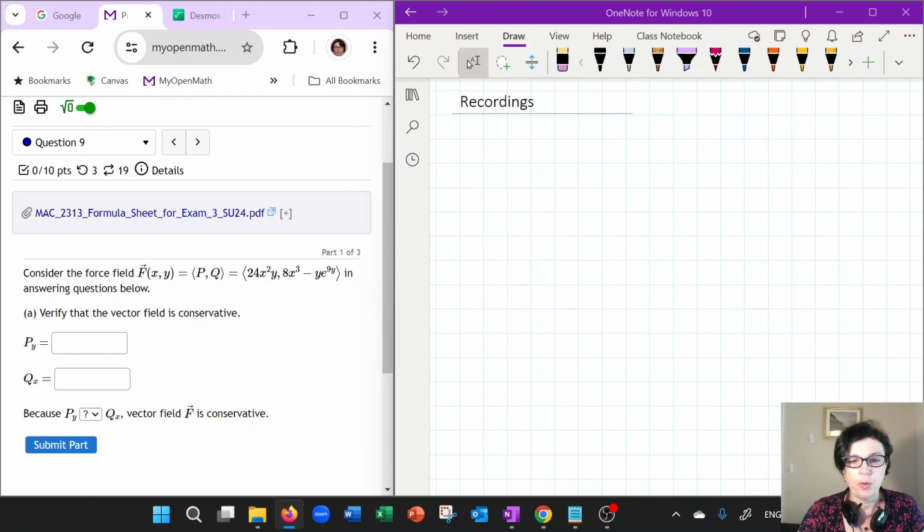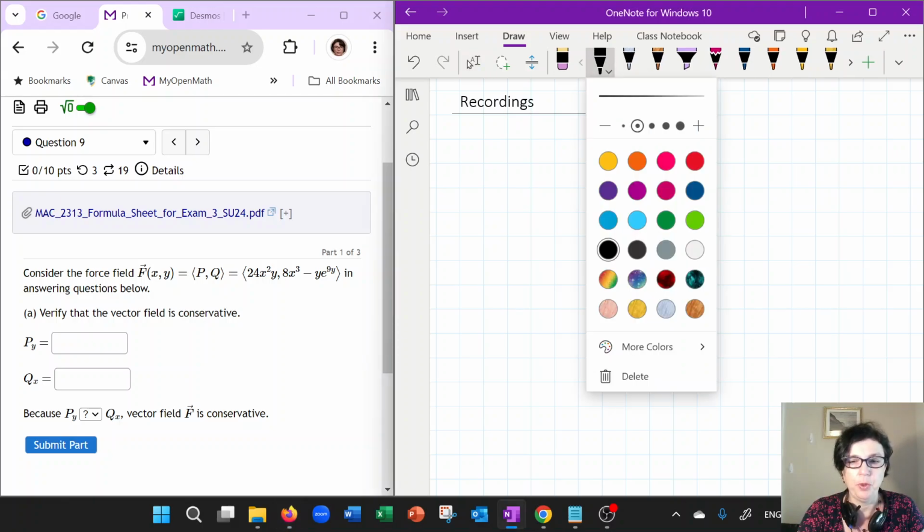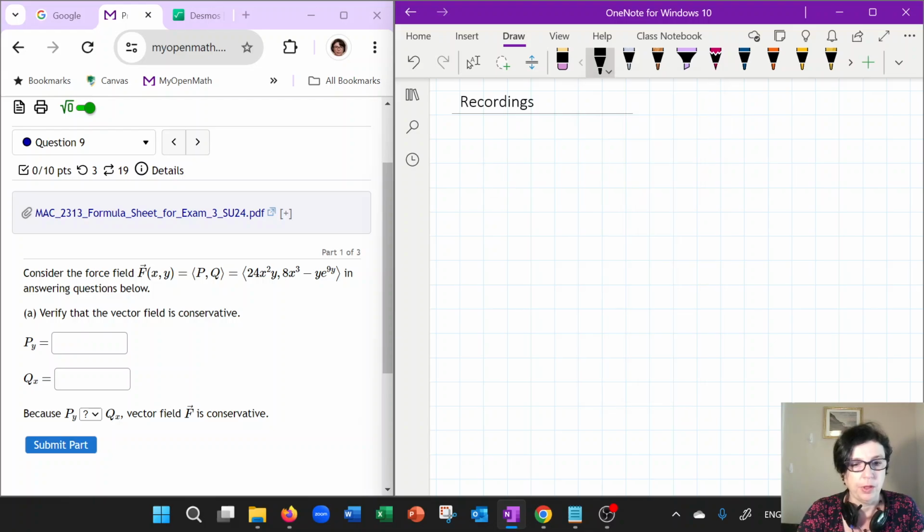In this video, we are going to review conservative vector fields and how we compute work integrals. Well, actually, we wouldn't even have to integrate when the field is conservative. First, let's check to see if it is conservative.